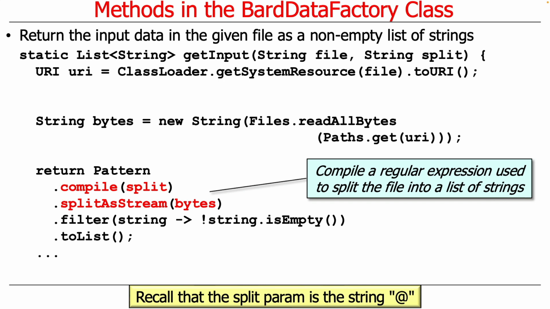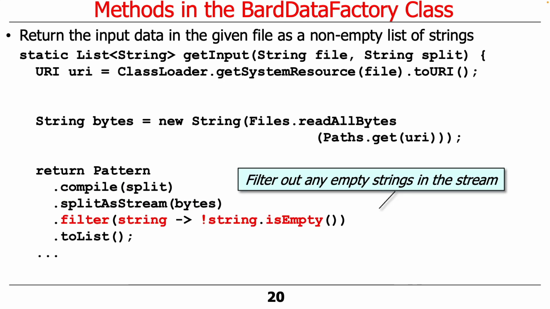And then we're going to use a regular expression method called compile. Compile takes the split character, which in this case is the @ sign, turns it into a regular expression, and then it will split this byte array into a stream of strings. So split as stream splits the byte array into a stream of strings where each string is delimited by the @ sign, or the split character. We then get rid of any empty strings that might be in the stream. There really won't be any here, but we do this to show how filter could be used.